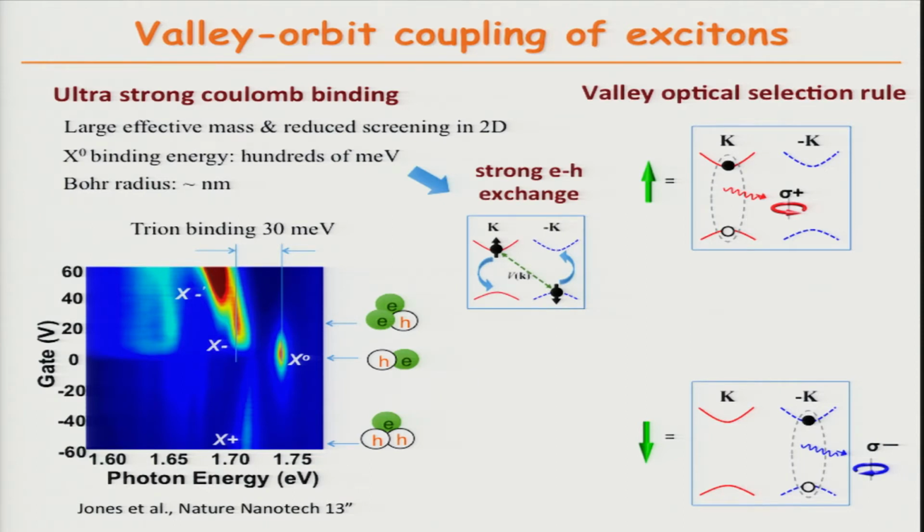to strong exchange interaction. So what this exchange interaction does is it scatters an electron in one valley into the valence band. At the same time, a valence band electron is scattered to the conduction band. So if you put this in the context of exciton, that's like annihilating an exciton in the K valley, but creating one in the minus K valley. So this exchange interaction acts as a transverse coupling between the two valley configurations. And that coupling depends on the center of mass momentum of exciton.